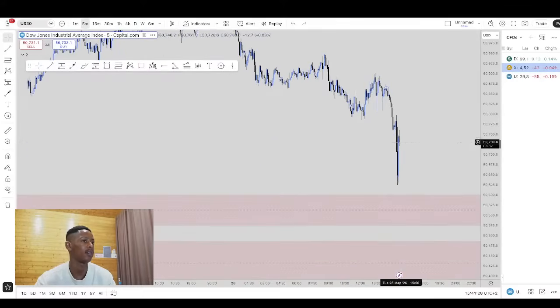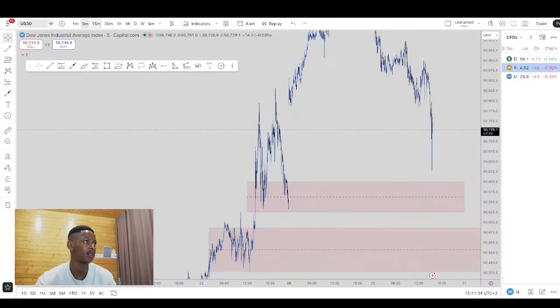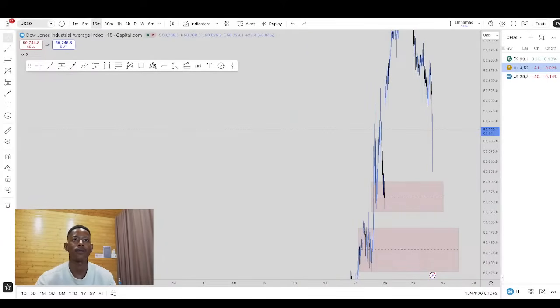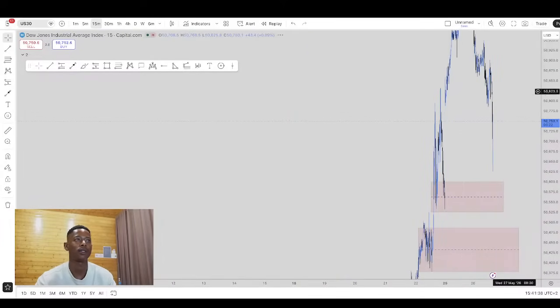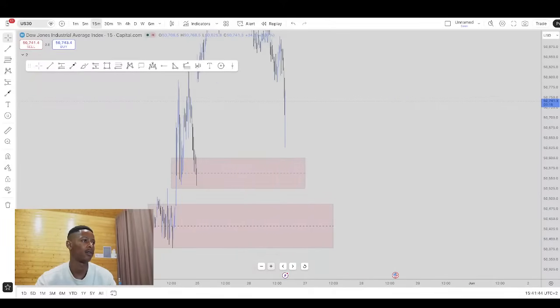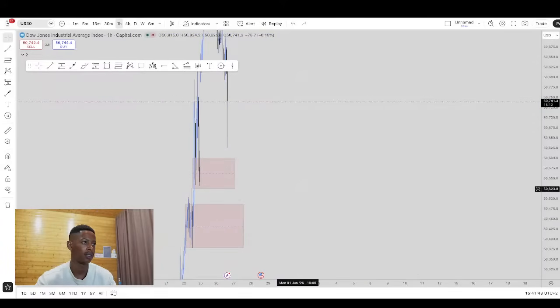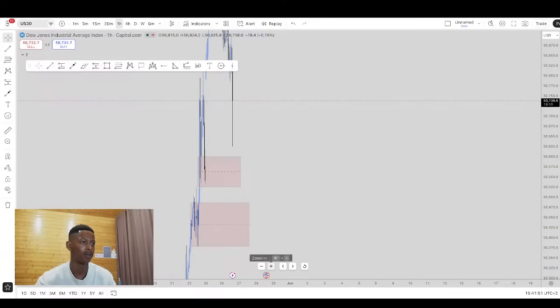Yes, perfect, that's amazing. Okay, I think I have some support areas here. We drew them yesterday. This was what, 15 minutes? Let's see. I think this was drawn yesterday when we were looking at it. What time frame did I draw this on? No, this is not 15 minutes. It should be 16 minutes. Let me see. No.